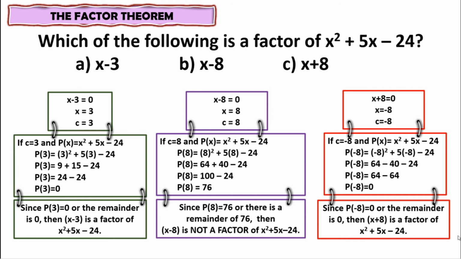Therefore, x minus 3 and x plus 8 are factors of x squared plus 5x minus 24, and x minus 8 is not considered as one of its factors.